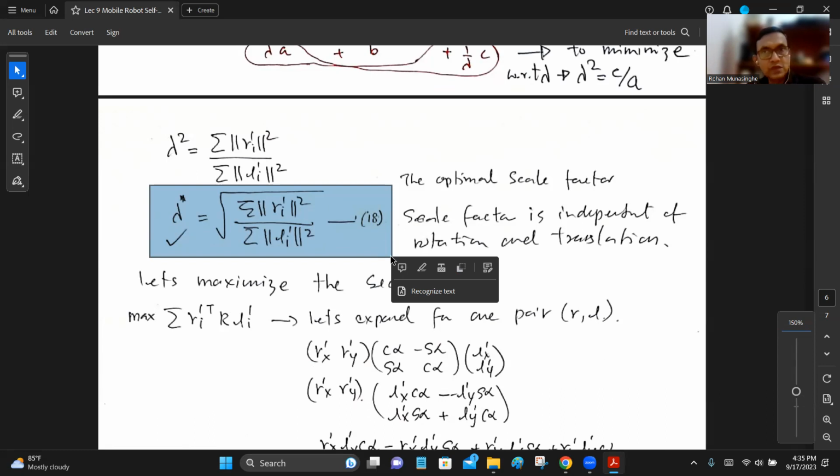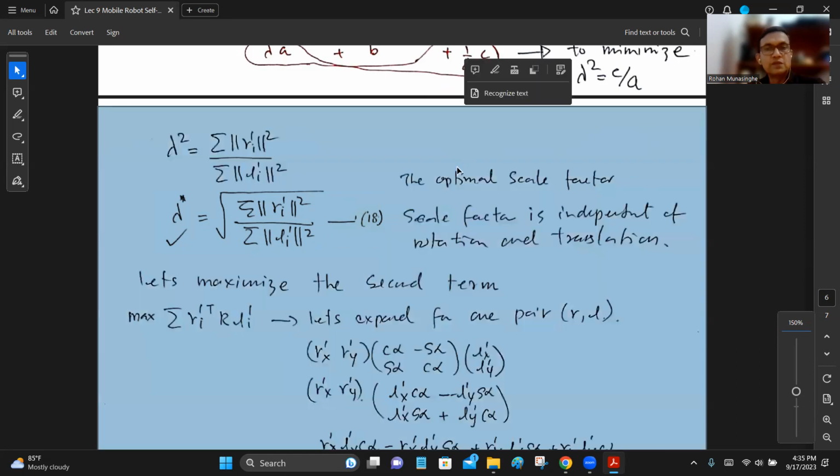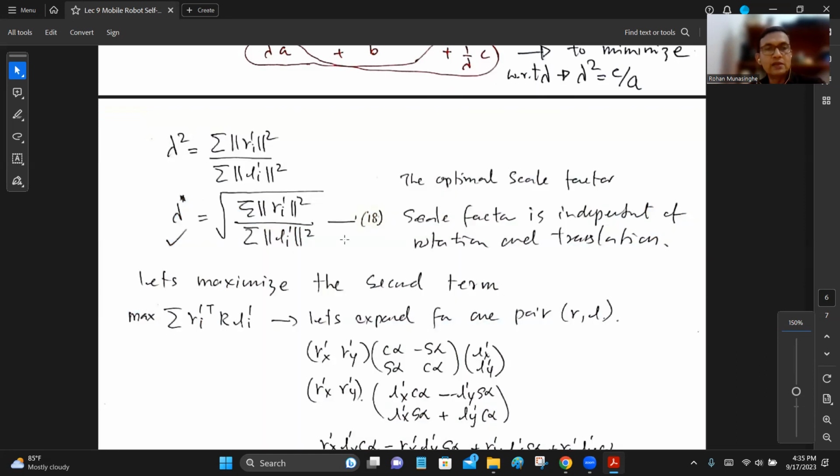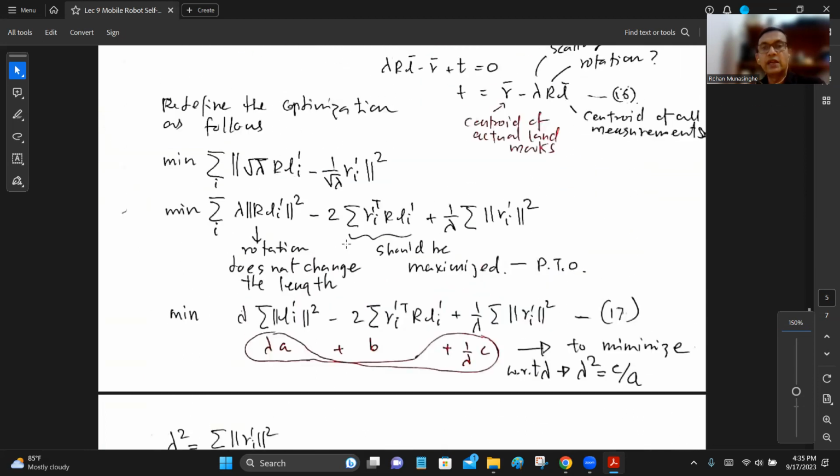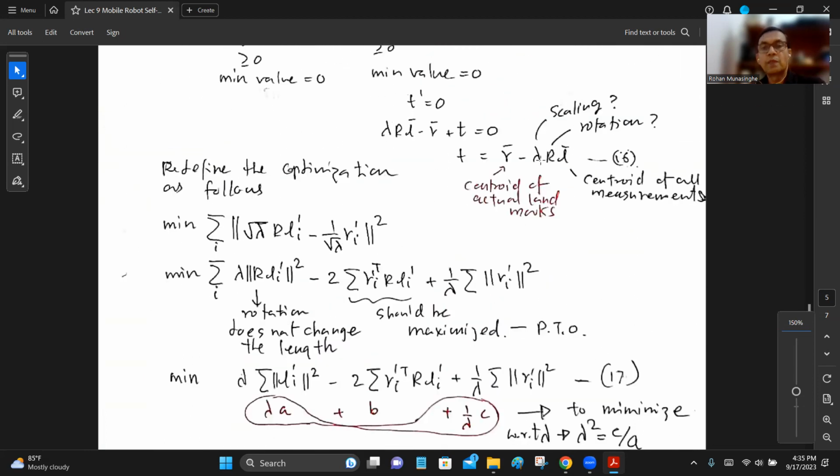So without implementing an optimization algorithm here, computationally, you can use these equations to calculate lambda, right? Straightforward. Now you know lambda in equation 18 and equation 16. If you substitute lambda here, still you cannot calculate t because you don't know r. So therefore, we need to find out r now, okay?